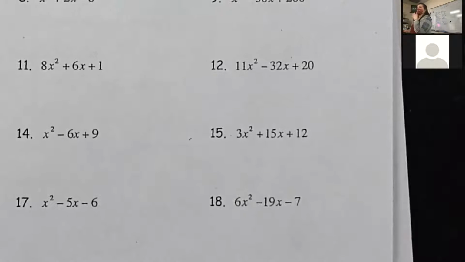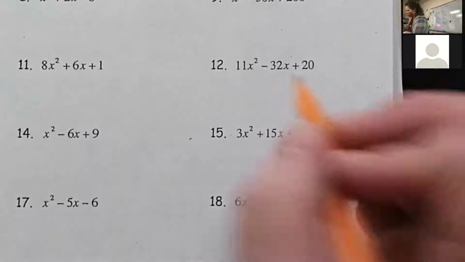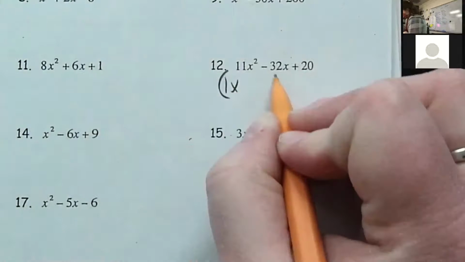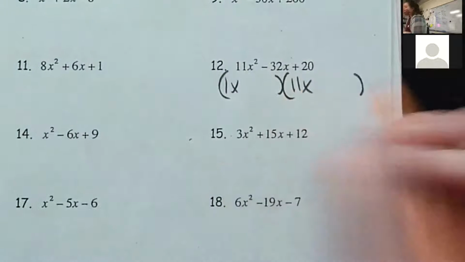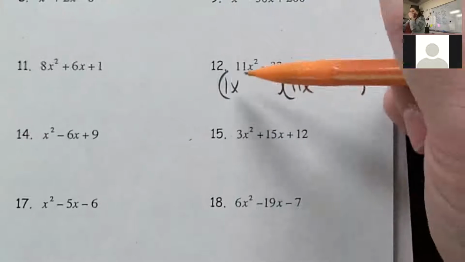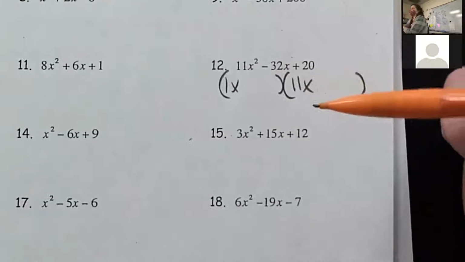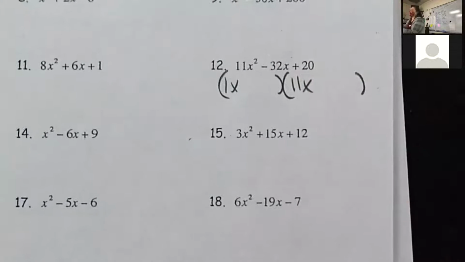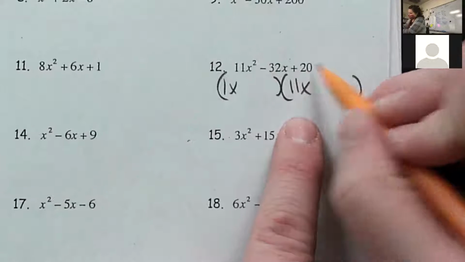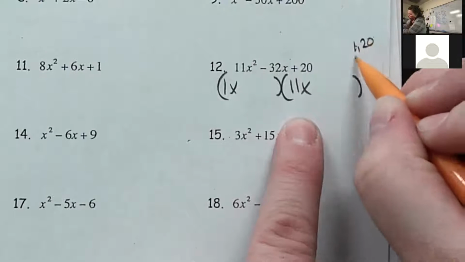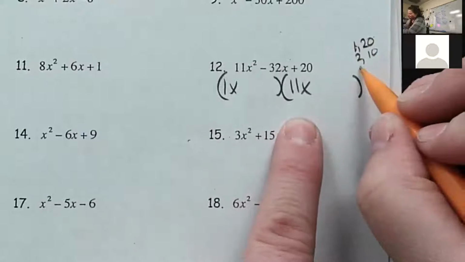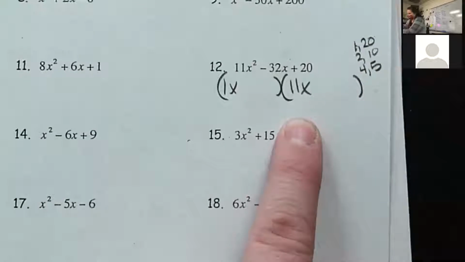What's the only factors of 11? 1 and 11. So I'm going to put a 1x and an 11x because I know I don't have any other options. Now remember, because there's that number in front, this becomes a guess and check situation. That doesn't mean you're not going to use your logical skills to figure out which one it is. I'm going to list my factors of 20. I got 1 and 20, 2 and 10, 4 and 5.